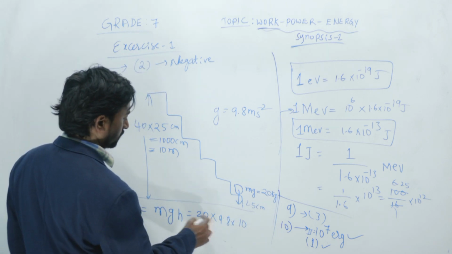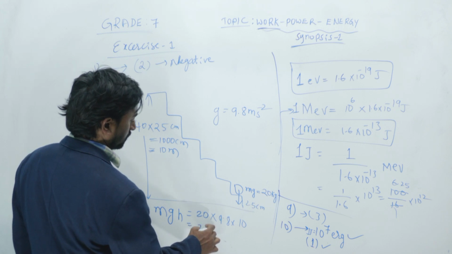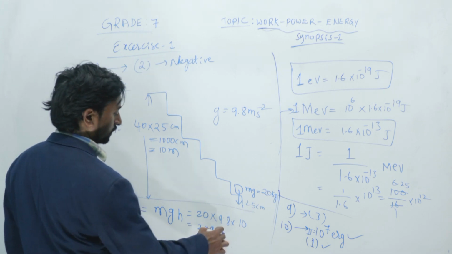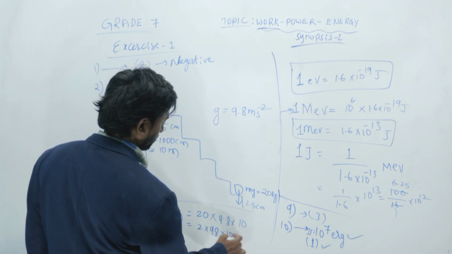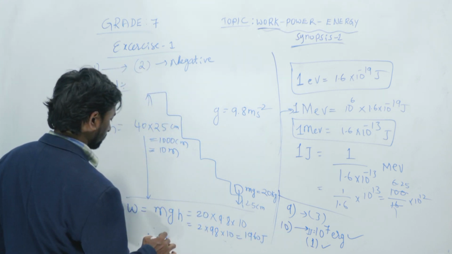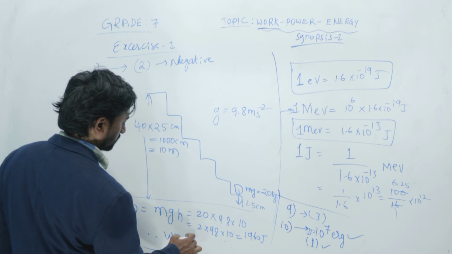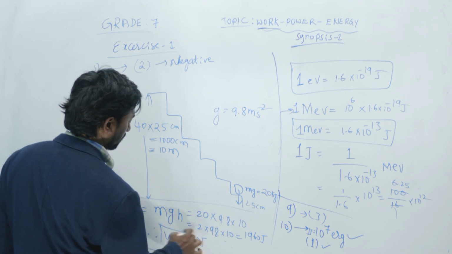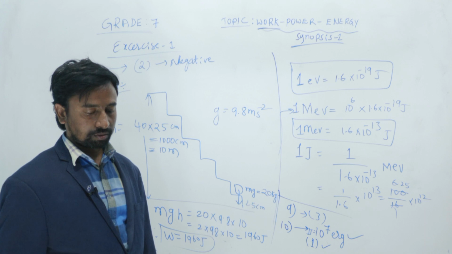So what can we do here? 2 into 98 into 100, so we can write 1960 joules. Therefore the work done is W is equal to 1960 joules. This is the answer.